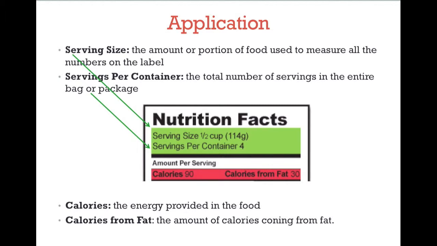So if you were to consume the whole package of food, you would multiply the servings per container to the serving size and everything else on the remainder of the nutrition facts list as well. In this case, a whole package would be 2 cups of food, or half a cup times 4. To get the total calories, you would do 90 calories times 4, or 360 calories in the whole package, and so on. Calories are the energy provided in the food. Lastly, calories from fat are the amount of calories coming from fat.